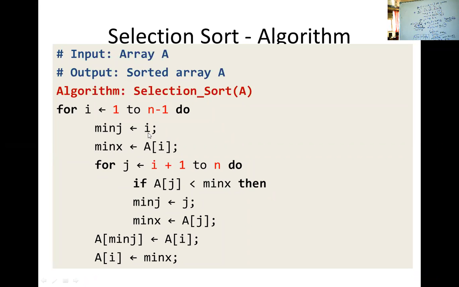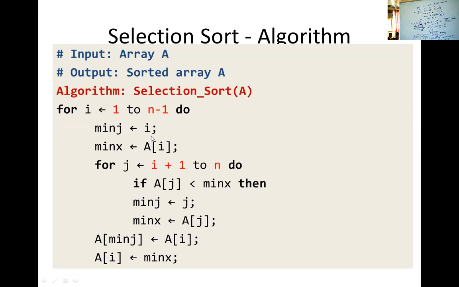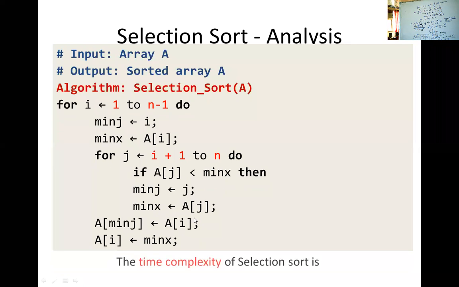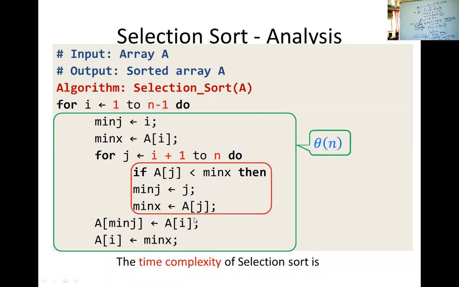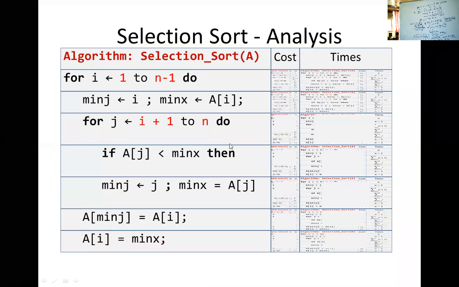Means here if the value is 1, then what will be the value of a here? A of 1. Then for j is equal to i plus 1 to n, do A of j is less than min x, then min j is equal to j. Min j means we will override the value of i with the new index of j. Then the value at that particular index of j would be the minimum, and it is going to swap with the value of A of i. Fine. So time complexity would be, this is theta of n, and the outer loop will also take theta of n times, so it is going to be theta of n square.